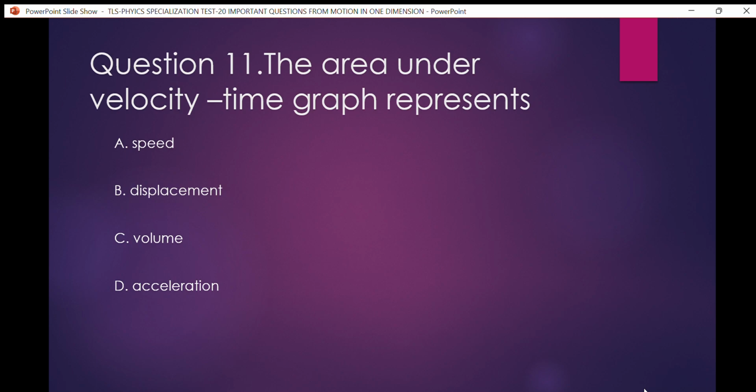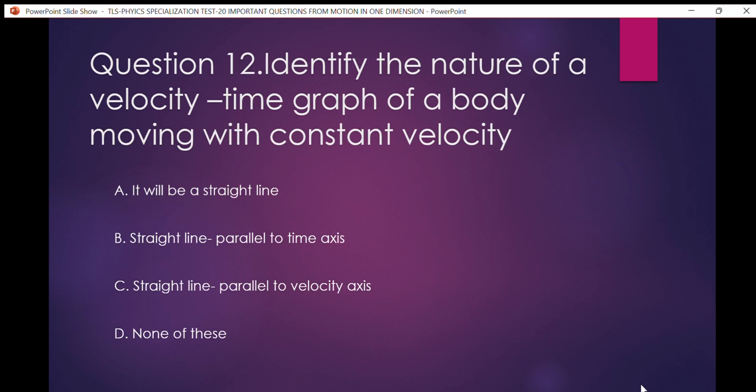What is velocity? Displacement by time. So displacement by time will give you velocity. So if you multiply velocity with the time, you will get displacement. So here are the options: speed, displacement, volume and acceleration. So the right option is displacement. Area under velocity time graph gives displacement. So if you see the velocity time graph, you are able to calculate the displacement of the body during its motion.